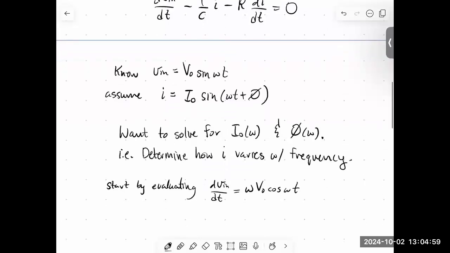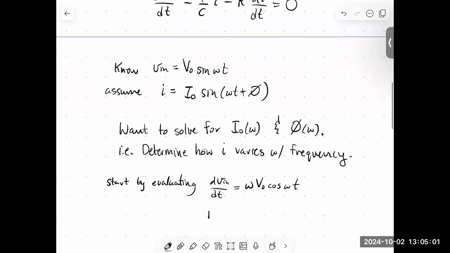Now let's evaluate, the other thing we're going to need is the di/dt. It's essentially the same thing. We take the derivative, the sine becomes a cos, we get a factor of omega. So we're going to end up with omega times I naught cos(omega t plus phi). Okay, good.